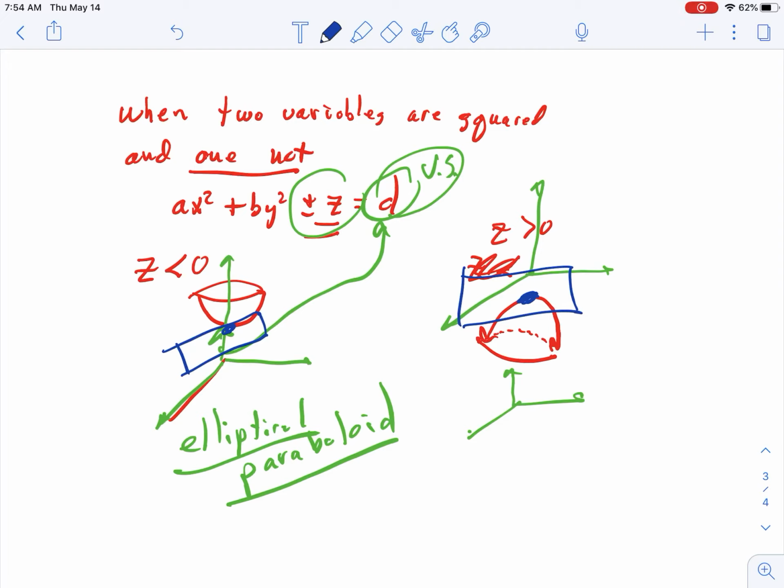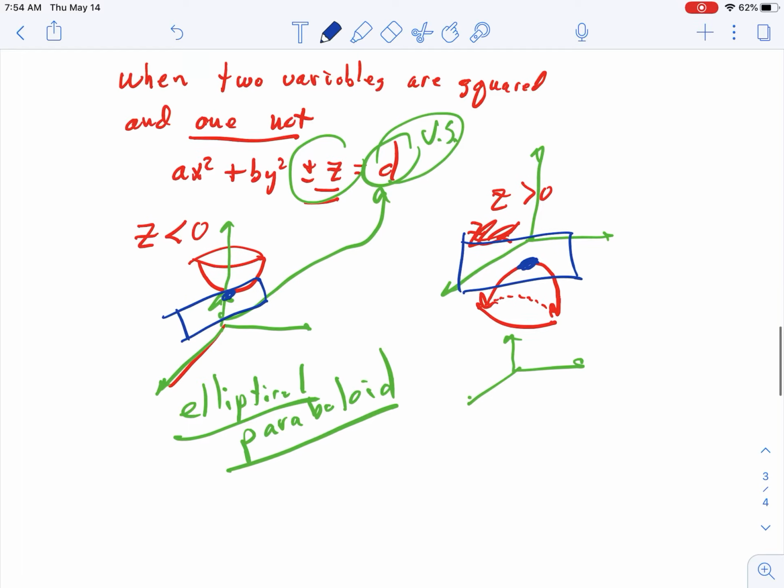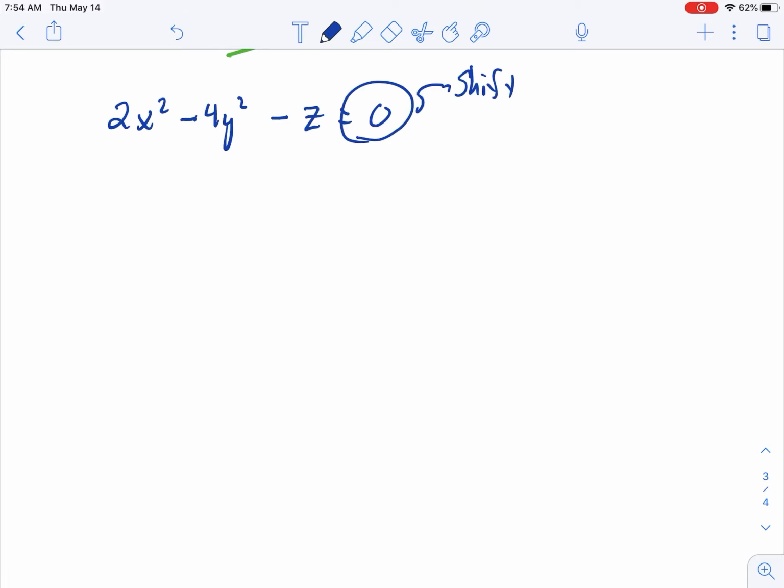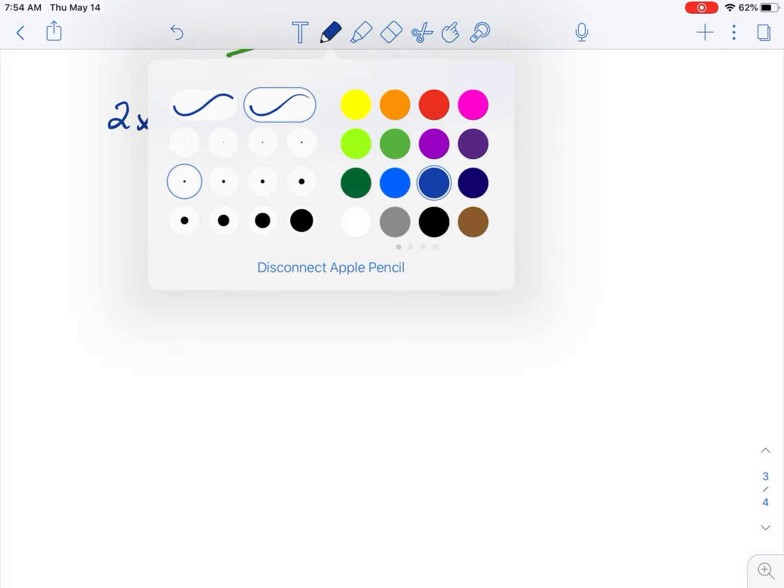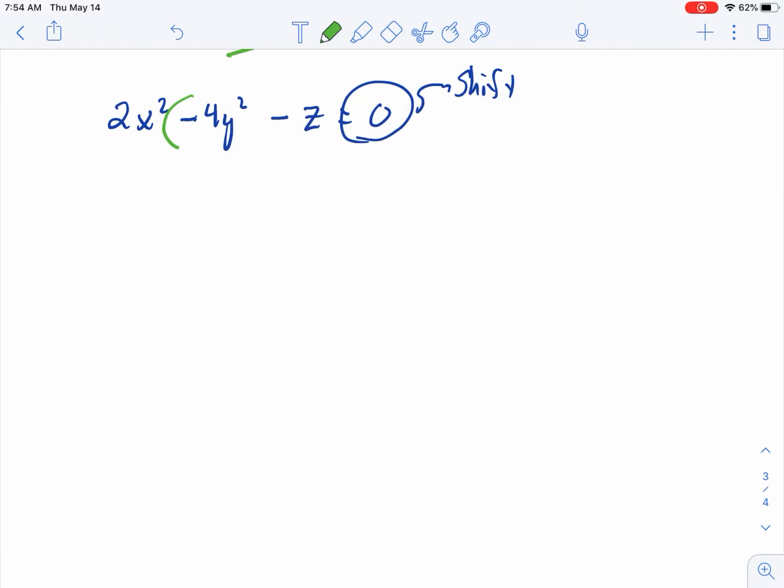Next one, okay, so let's say we have a different combination of your negatives. Okay, so let's say we have 2x squared minus 4y squared, where the other one was both positive, and then let's say minus z equals 0. Again, this is just a shift. But I'm going to keep it simple here. So the big difference is this here.